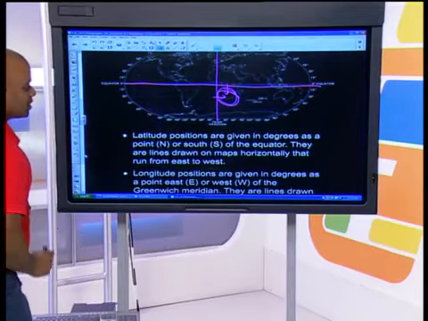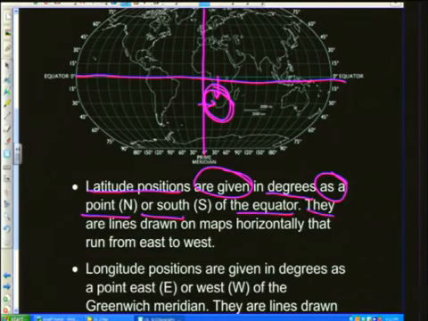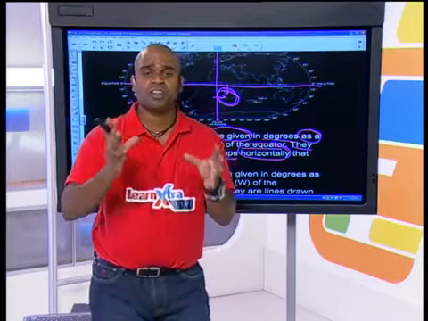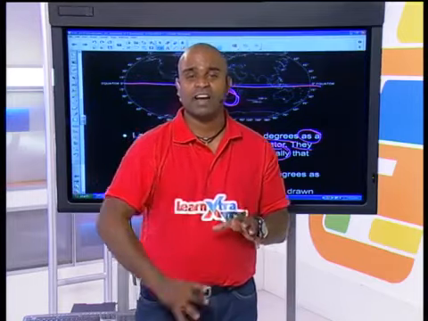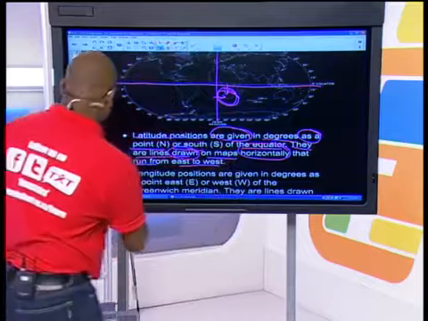Let's refer to some notes on this section. Latitude positions are given in degrees as a point north or south of the equator. They are lines drawn on maps horizontally that run from east to west. So what's key is, in this globe that we've just looked at, we've got these imaginary lines that run from east to west, and these are referred to as latitudes.